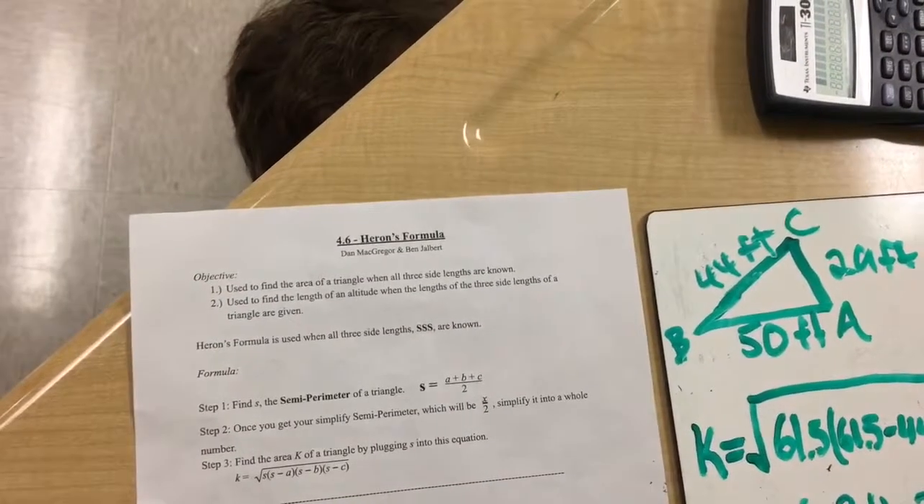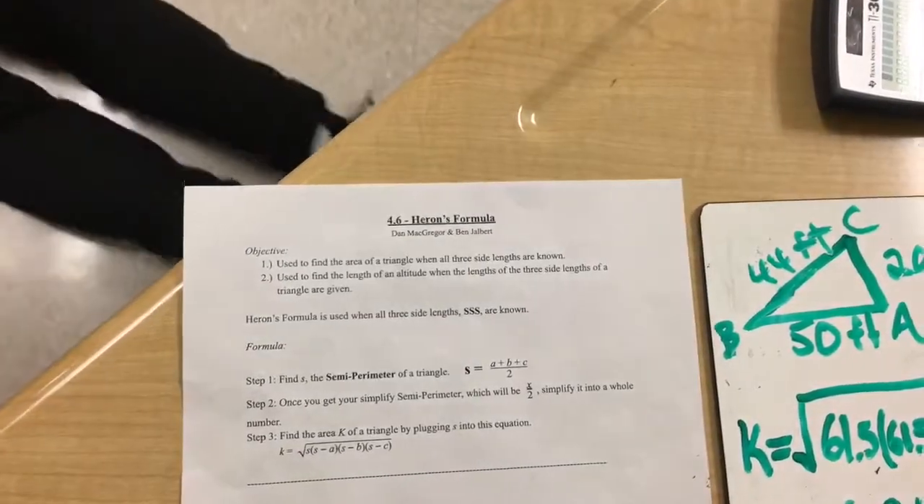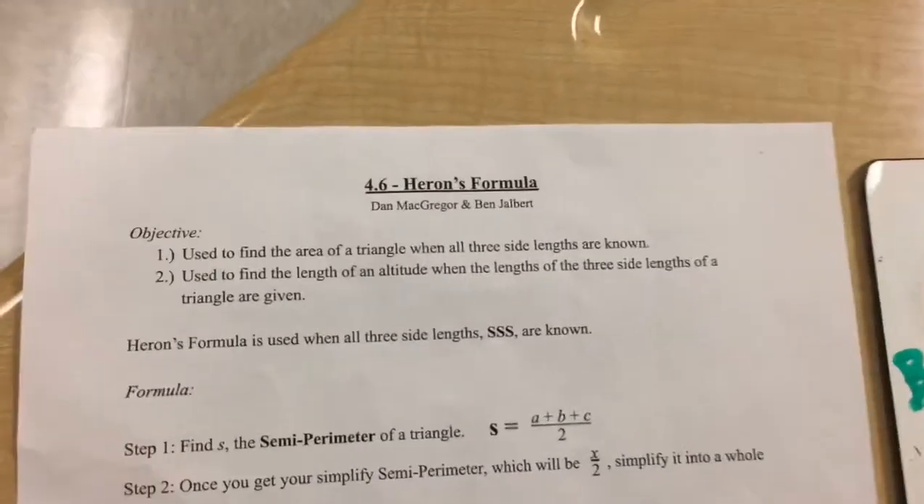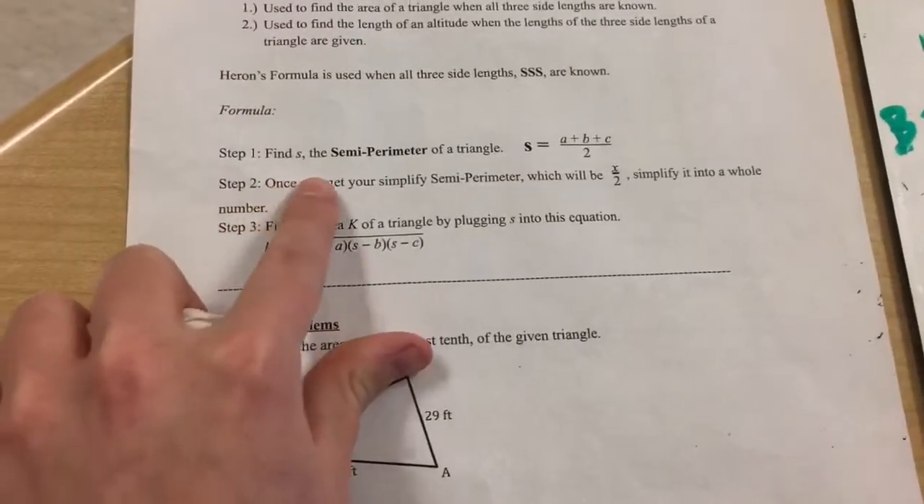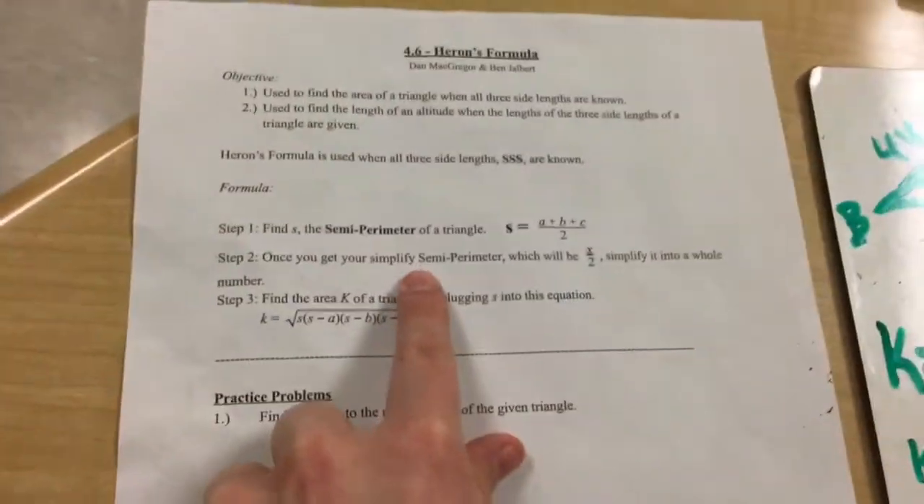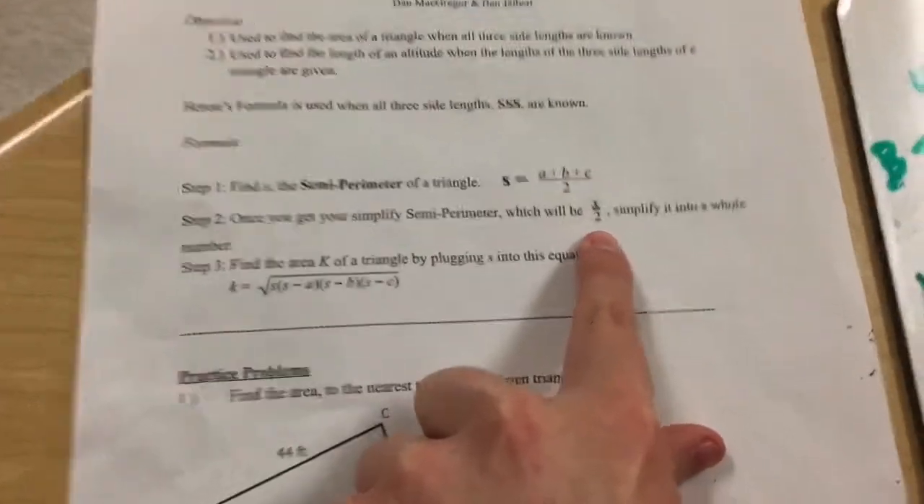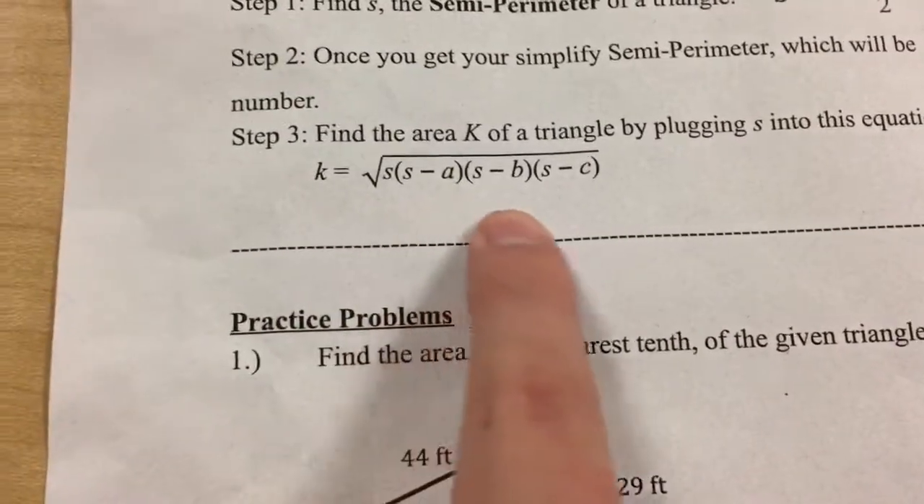Chapter 4.6, Hero's formula, is used to find the area of a triangle when all three side lengths are known, and it's used to find the length of an altitude when all three side lengths are known. So step one, you're going to find the semi-perimeter of your triangle, by adding up all three sides and then dividing by 2. Once you get your semi-perimeter, which will end up being x over 2, you're going to simplify that into a whole number, and then you simply plug it into this area equation.